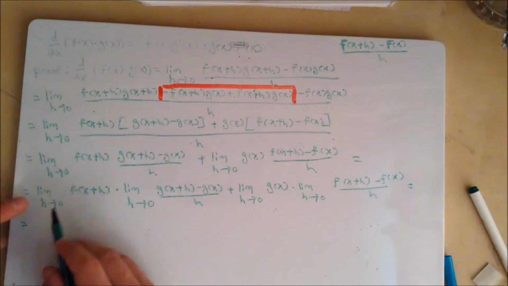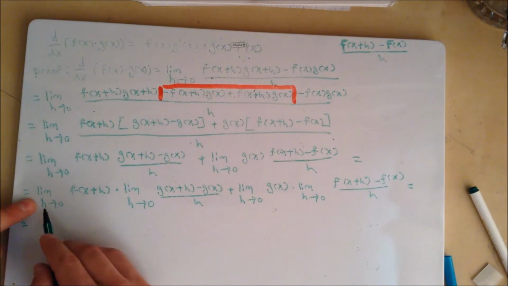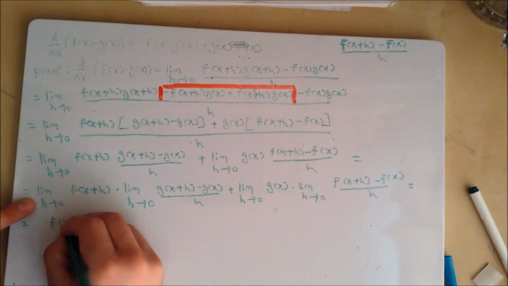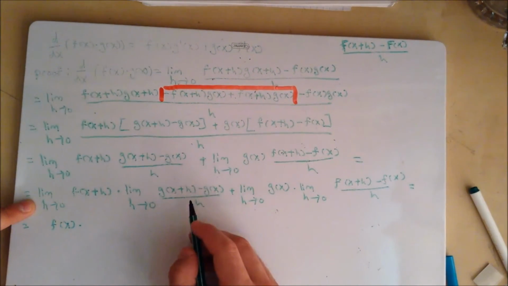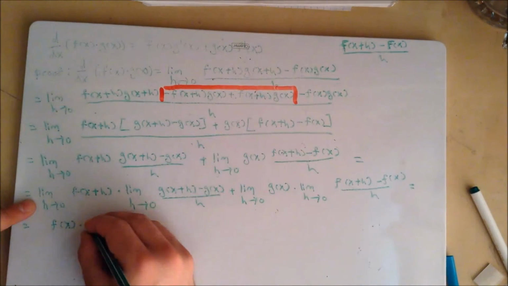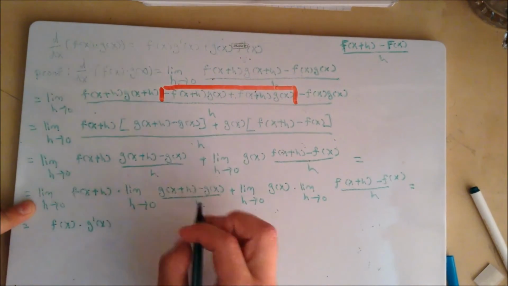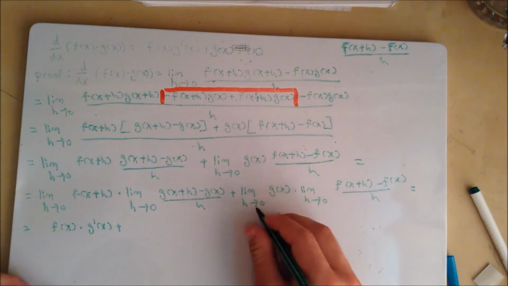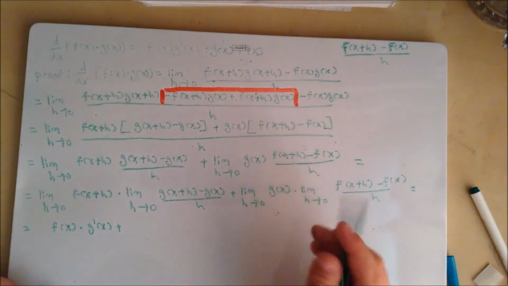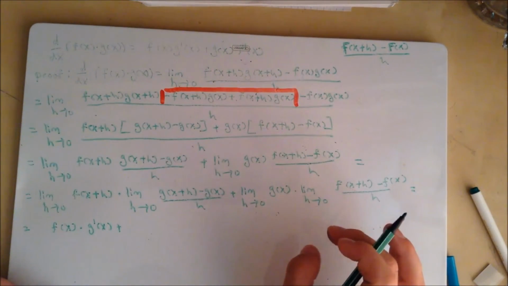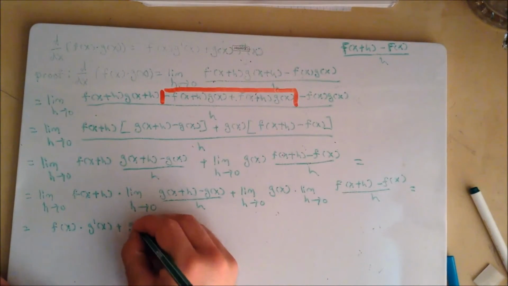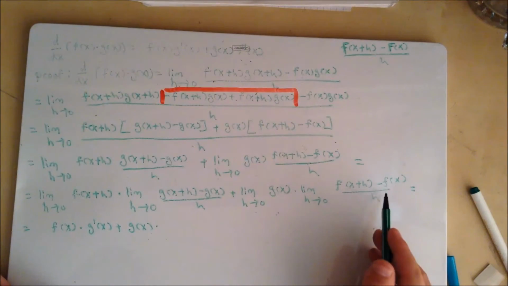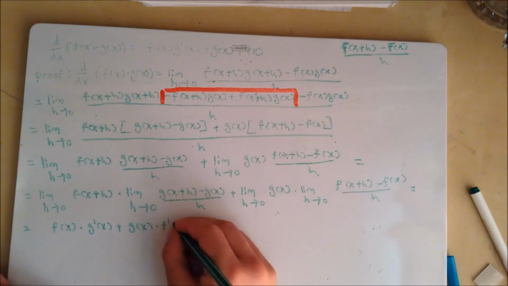So now the limit of f of x plus h as h goes to 0, the h goes to 0, so this just stays as f of x times, now this by the definition of the derivative is just g prime of x, as you can see, plus g of x is not affected by h because there's no variable h in there, so it's not dependent on it, so it just stays as g of x times, and now this is the definition of the derivative for f prime, so f prime of x.